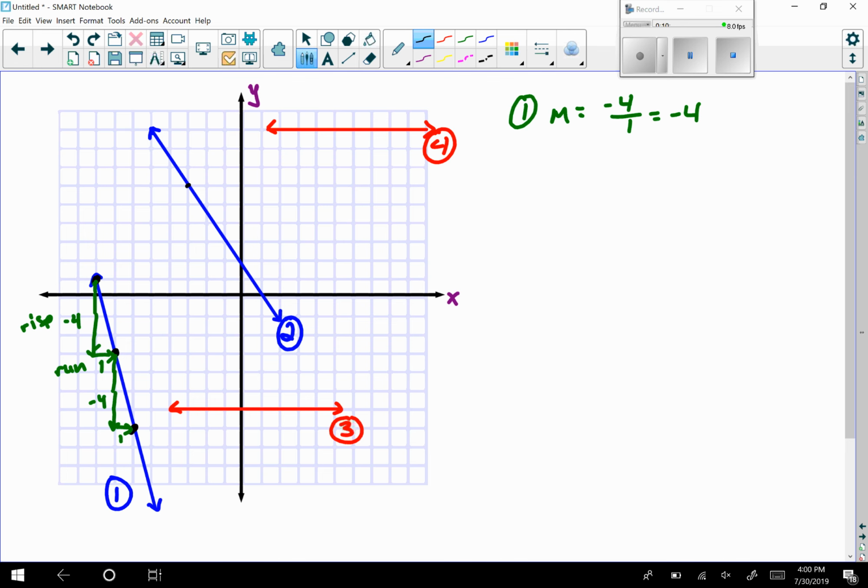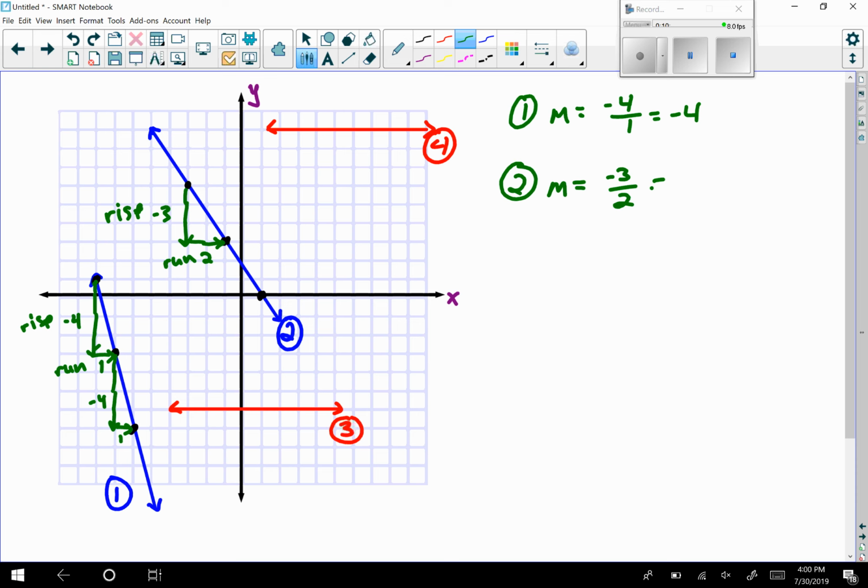So number 2, I'm going to put a point here. Let's say I've got another one here, and then another one here. Those look like some good points. So I am going to start at this point right here, go down 1, 2, 3. So I have a rise of -3 and then a run of +2. So my rise is -3 and my run is a +2. So for number 2, my slope is going to be -3/2.